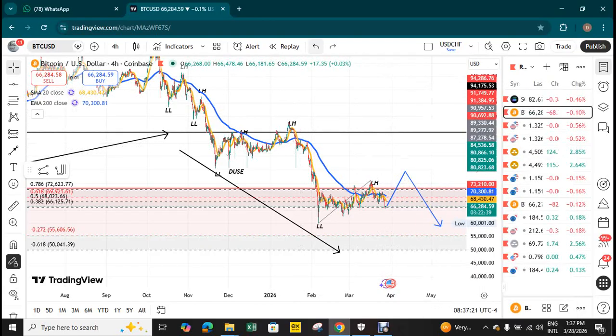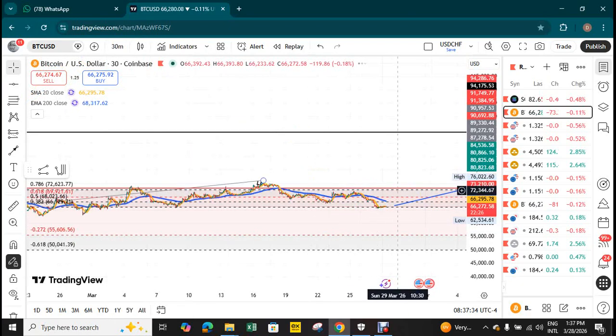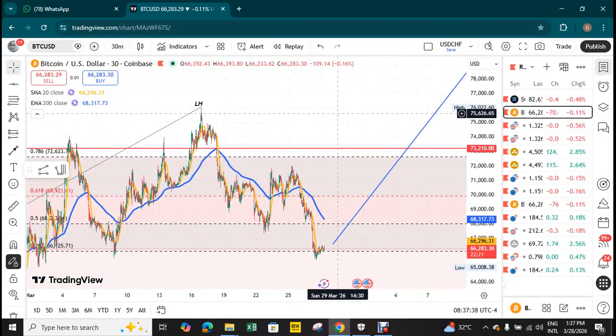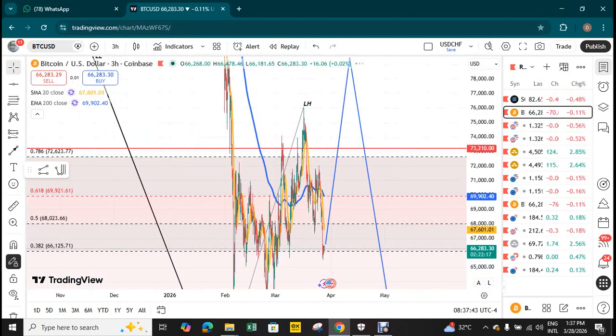So right now we know BTC is still very much in a downtrend. Now that we know that Bitcoin is in a downward trend, we need to go down to 30 minutes to find a sell position. Just as simple as that. Now let's go to 3 hours and quickly check something.